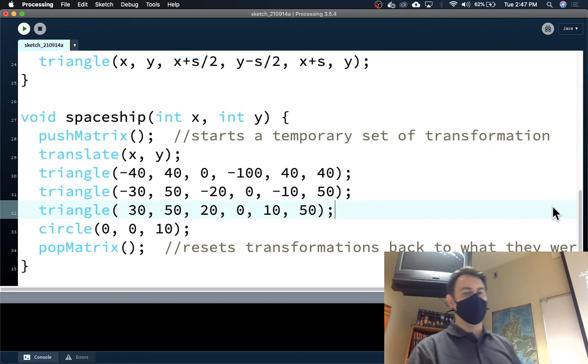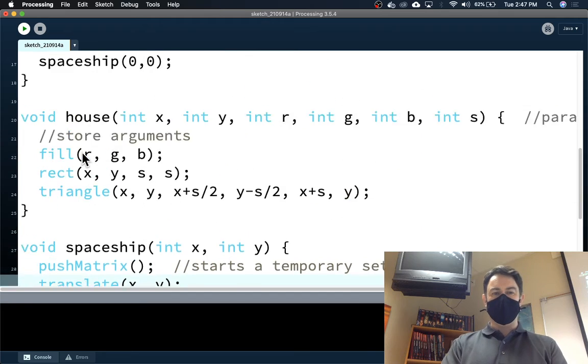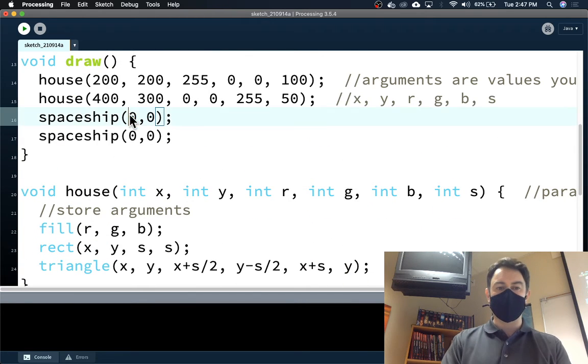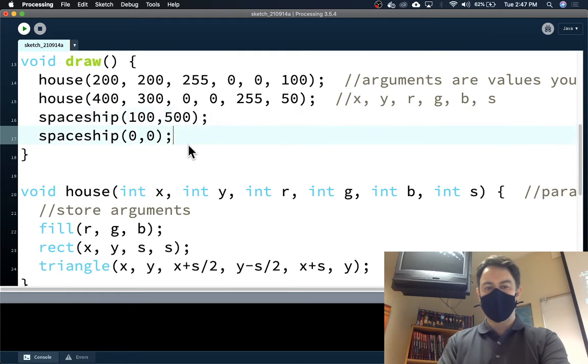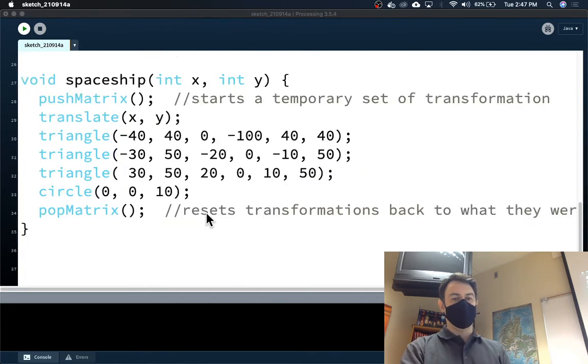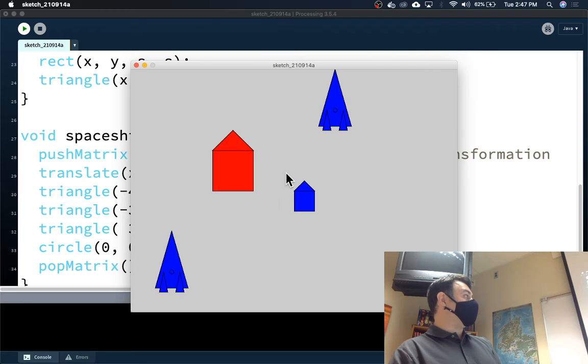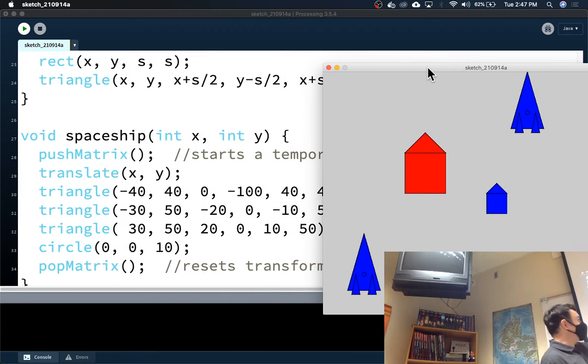And if I run it, now I can get two spaceships. Oops. I guess I left them at 0, 0. So let's put them out there. I'll say this one's at 100, 500, and this one's at maybe 500, 100. So I'll change the arguments, which means the spaceships will be drawn at different places. Yeah, there they are. They're out there in the world. So now I just need to control x and y in the translate. And now I can draw spaceships all over the place.